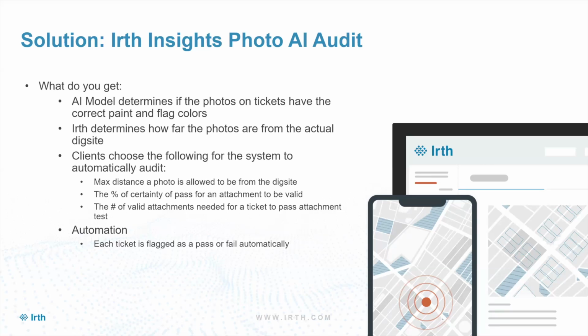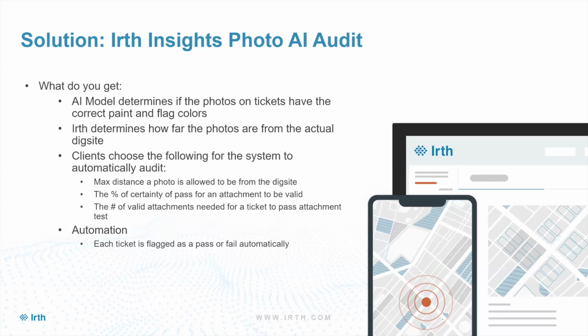Not only do we have the AI model and then the lat long or location based, but we've also given the ability for the administrators to configure what they consider a pass and fail photo. So the solution at the end of the day looks at every photo to say, is the correct paint and flag color on the photos? And is it close to the dig site? And if the answer is yes, then it will pass each photo. If not, it fails each photo.